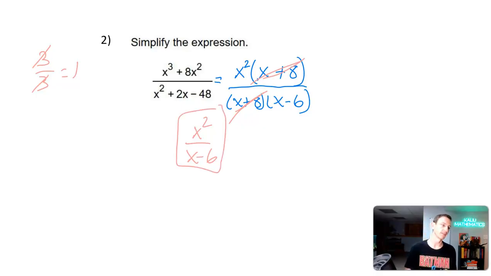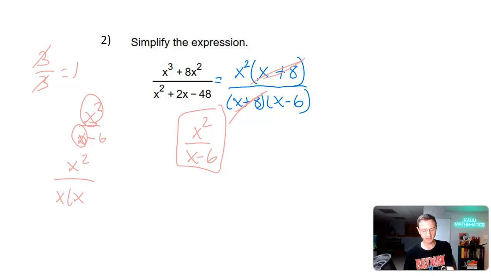This would stay as x squared over x minus 6. This x squared and x do not simplify. If it was x squared over x times x minus 6, like this, then you would have a simplification of x squared and x, but I am not able to simplify x squared and this x right here. I just leave it as x squared over x minus 6.